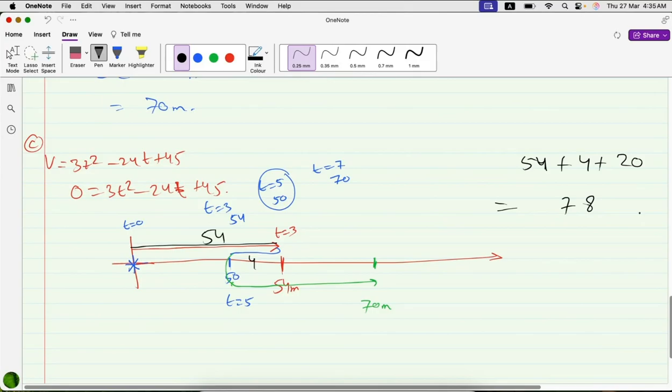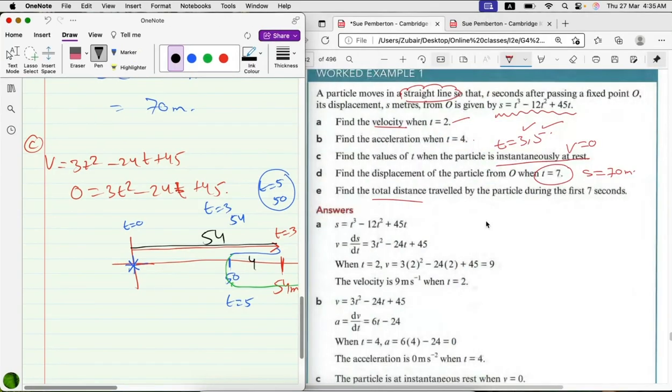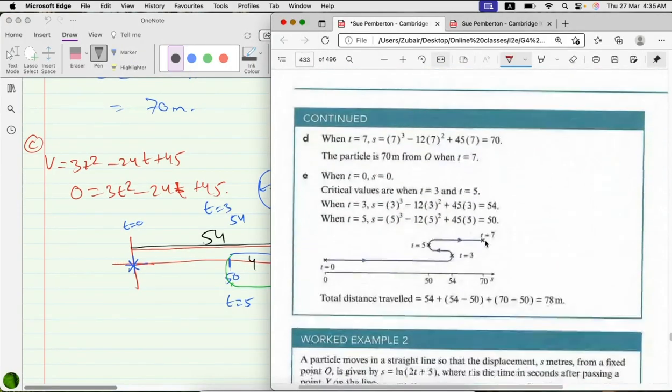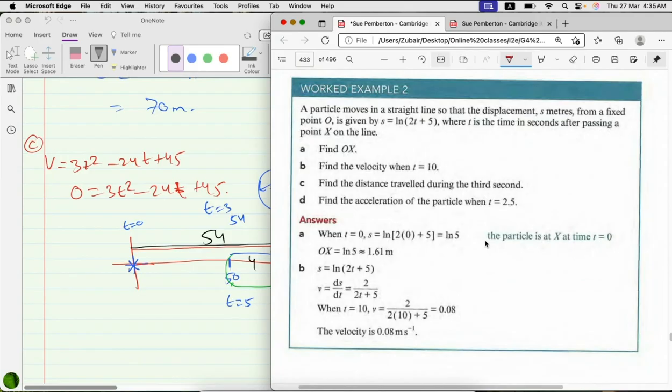So the distance covered is 78. If at any time it is at the origin, displacement will be 0, but definitely it has been through some distance, right? So the distance part is something else and the displacement part is something else. Try this question.